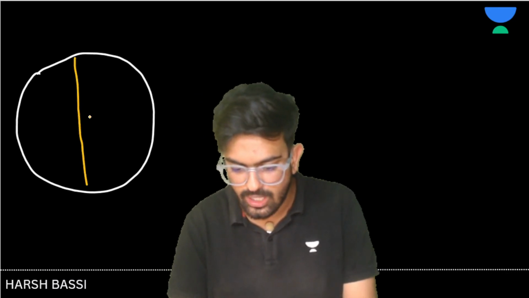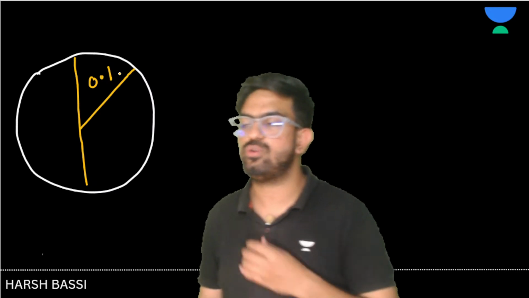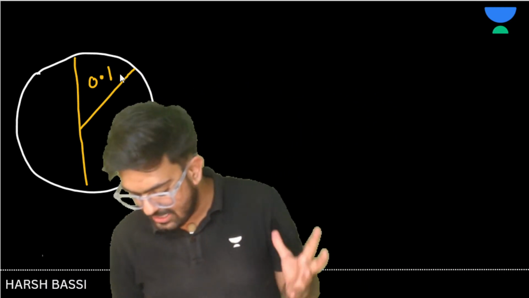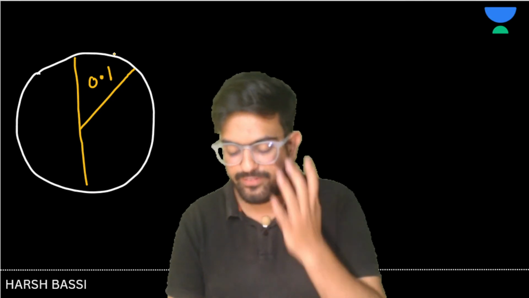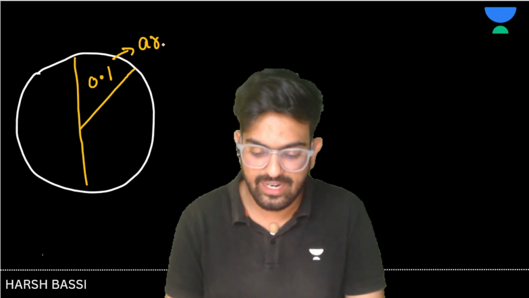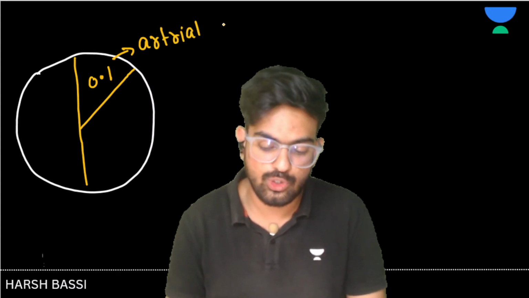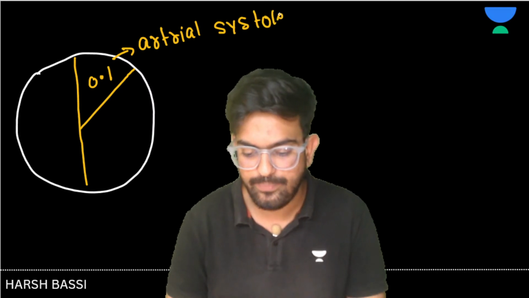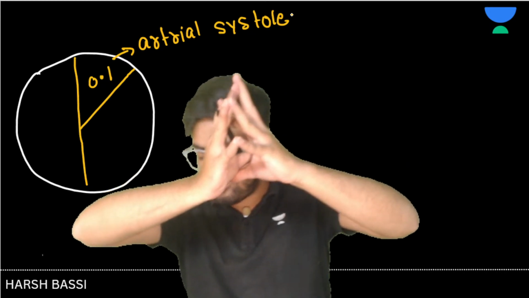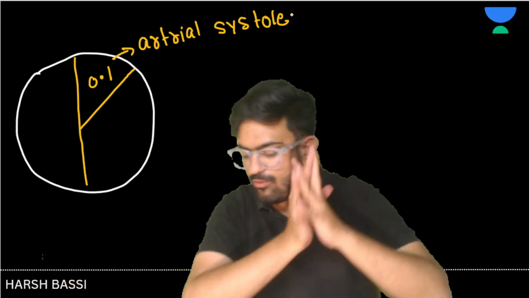In 0.8 second, 0.1 second is atrial systole. Now what is systole and what is diastole, sir? Systole is contraction, diastole is relaxation. Okay, so in 0.1 second what is happening? The atria are getting contracted. So I can say atrial systole. Okay, systole hua. So after the atria have contracted, what will happen guys?